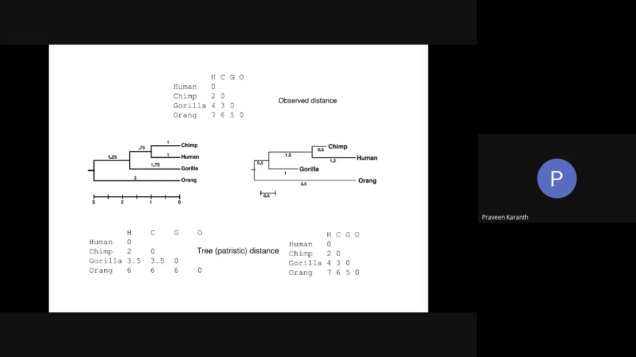So, yeah. In case of neighbor joining, the observed distance and tree distance are the same for all species pairs. However, if you look at the UPGMA tree, the tree distance between chimp and gorilla is 3.5, whereas the observed distance is 3. Right? So that is the problem with the UPGMA. The tree distance and observed distances do not match. They only match for human chimp, but for all other species pairs, they do not match.